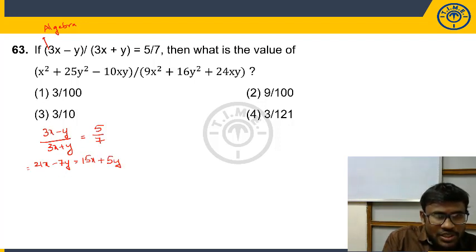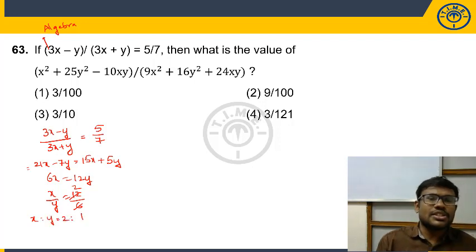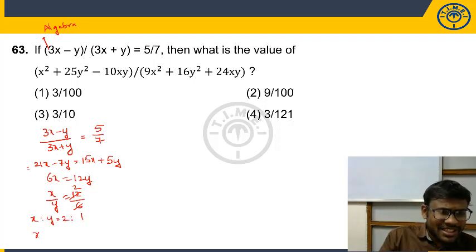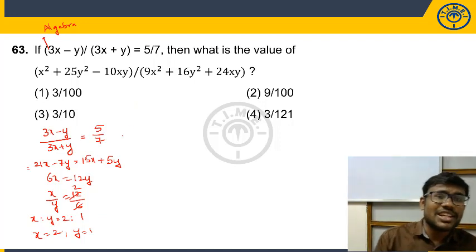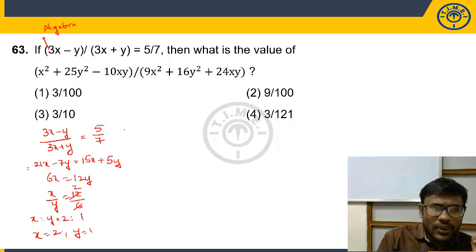So 21x minus 15x, that is 6x, is equal to 5y plus 7y, that is 12y. So x by y is equal to 12 by 6. So x is to y is equal to 2 is to 1. So let us take x is equal to 2 and y is equal to 1, or else you can take x is equal to 4 and y is equal to 2. The only thing is you have to maintain the ratio 2 is to 1.